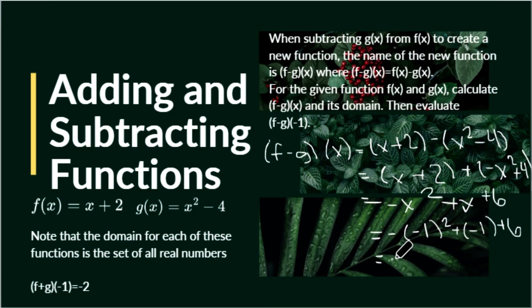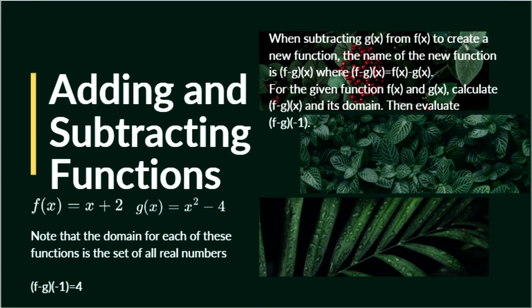So this negative stays. Negative 1 and negative 1 becomes positive 1. Plus and minus means negative wins. Plus 6. Negative 1 and negative 1 is negative 2. Plus 6 gives us positive 4. So f minus g of negative 1 is equal to 4, which we see right here.